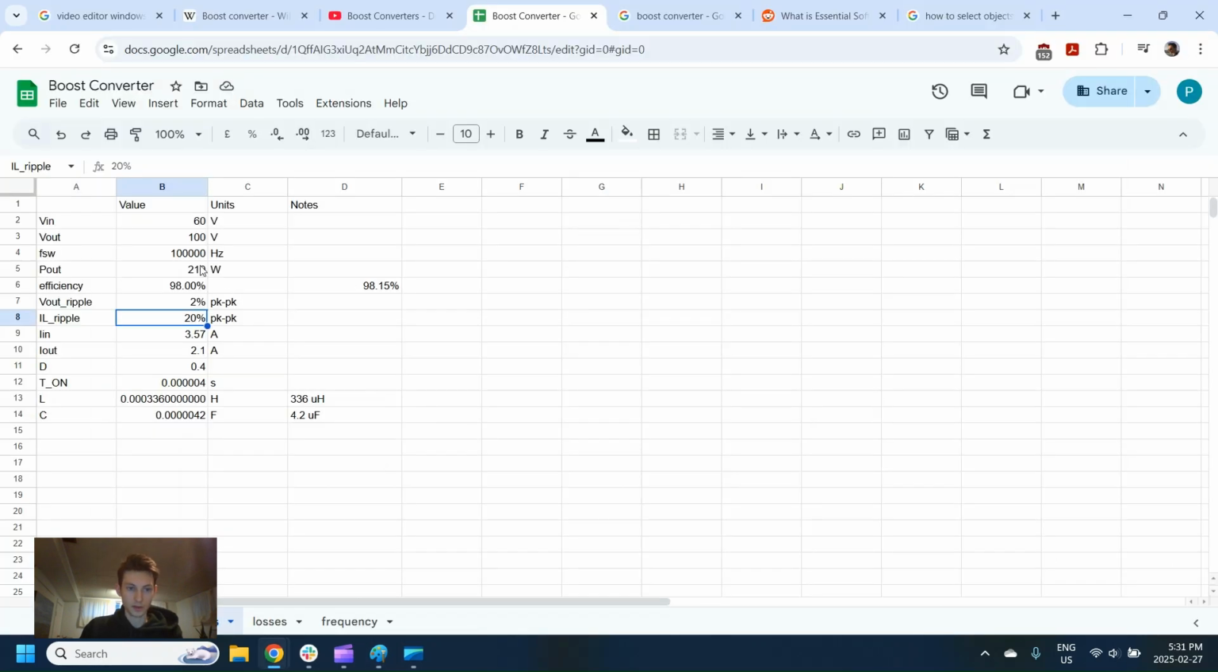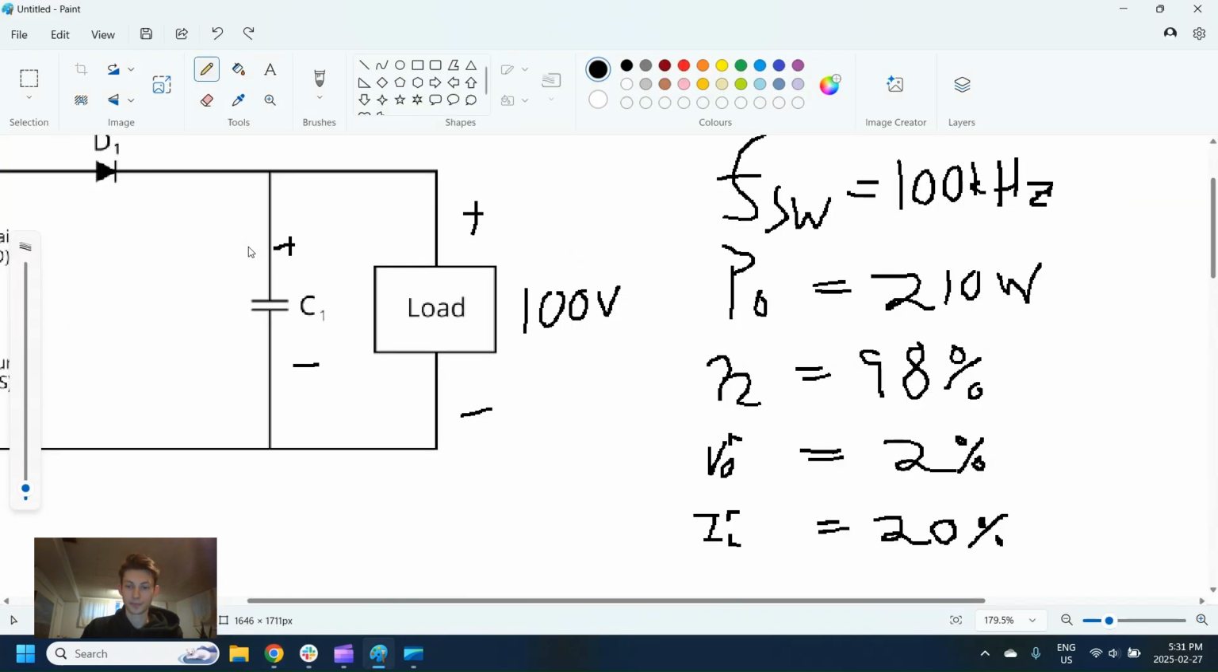This is all of the assumptions, and you can see them here. These are all just set values. So 60 volts input, 100 volts output, 100 kilohertz switching frequency, power out of 210 watts, and an efficiency of 98%, output ripple of 2% peak to peak, and current ripple of 20% peak to peak.